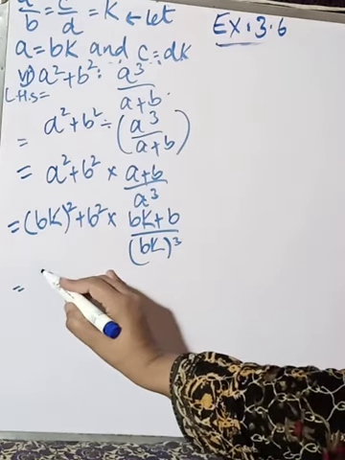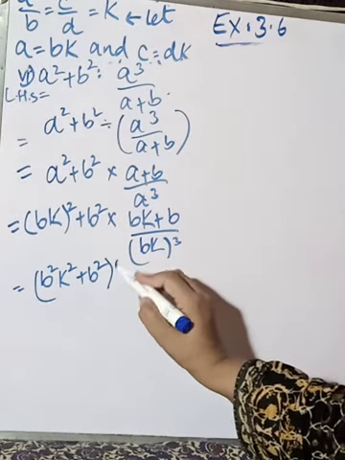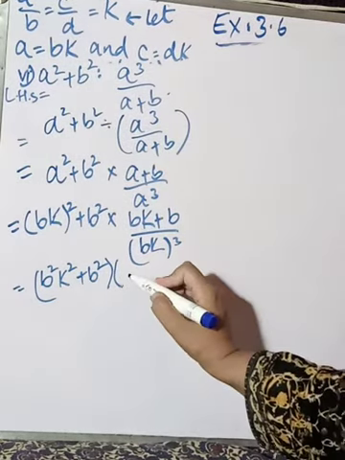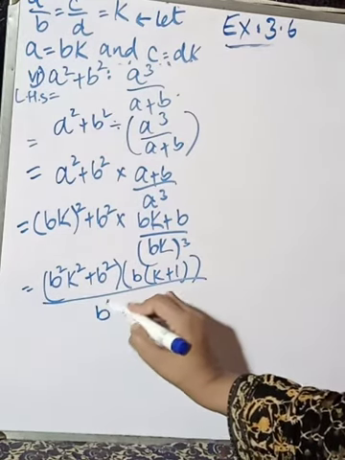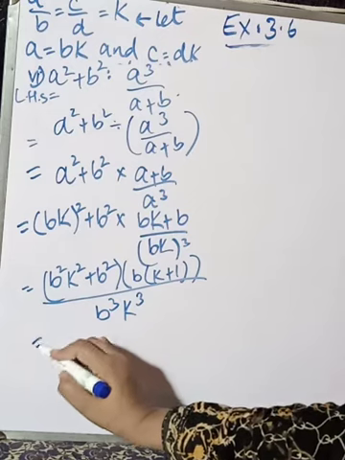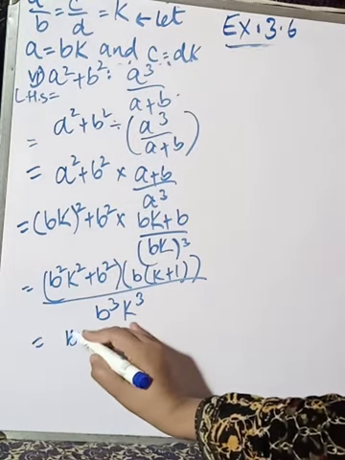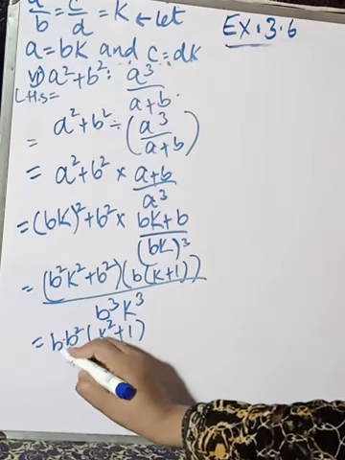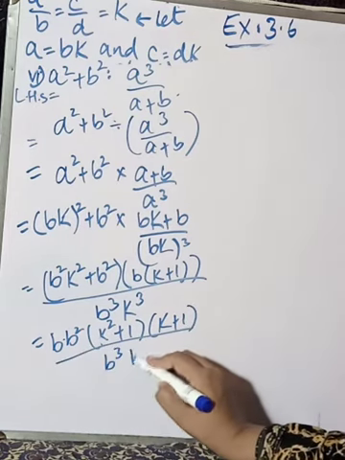Okay, now apply the value. What we have, it's b square k square plus b square multiplied by, take b common, या भी नहीं लेना चाहिए, ले लेते हैं. Inside we have k plus 1 divided by its b cube k cube. Okay, so when you will multiply it, what we are going to have next, right? That is what? It's b square, it's k square plus 1 left over, 1b is there, it's k plus 1 divided by b cube k cube.